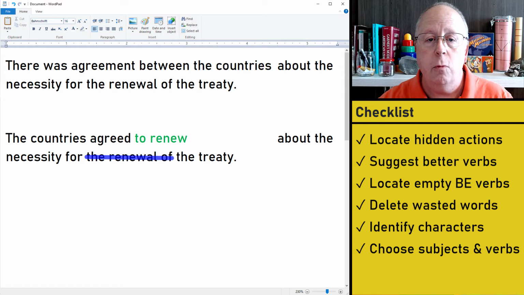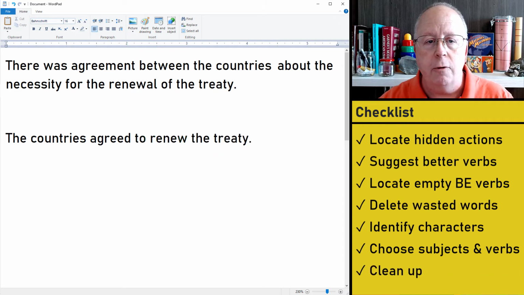In this case, the word renew leads me directly to an object, the treaty. Any way of expressing the necessity idea after the word to is going to require a lot of words and some weird grammar, so I'll just cross out all of that. Which leaves me with the treaty. Let's put it all together. The countries agreed to renew the treaty.